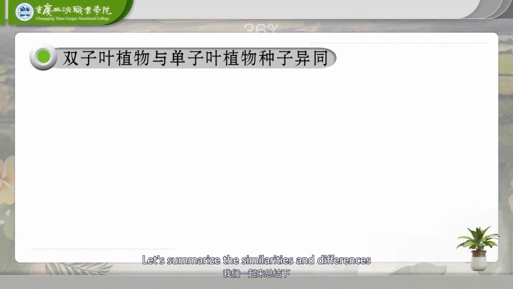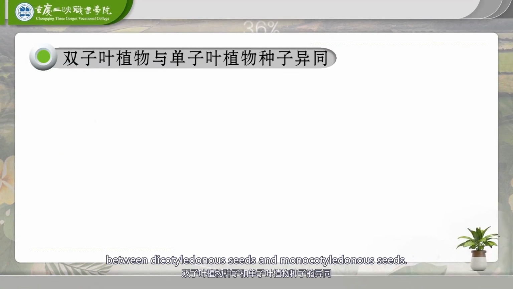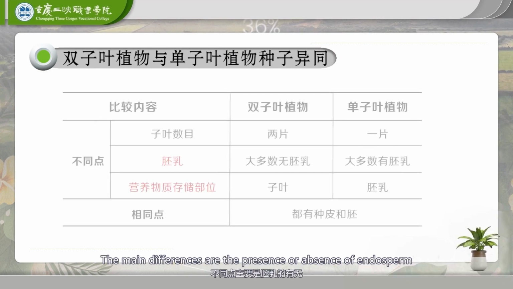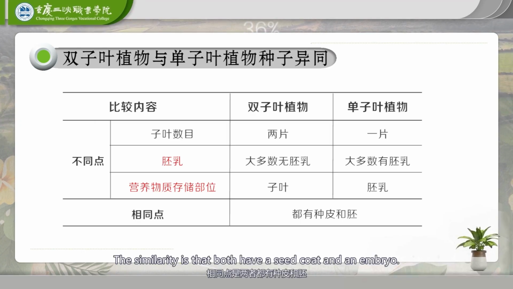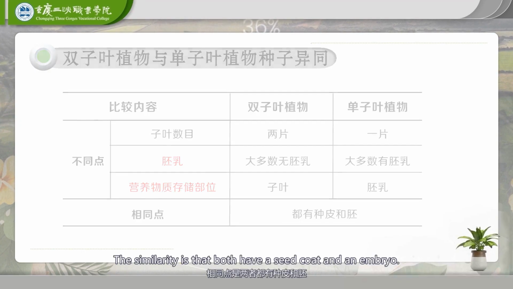Let's summarize the similarities and differences between dicotyledonous seeds and monocotyledonous seeds. The main differences are the presence or absence of endosperm and the way nutrients are stored. The similarity is that both have a seed coat and an embryo.